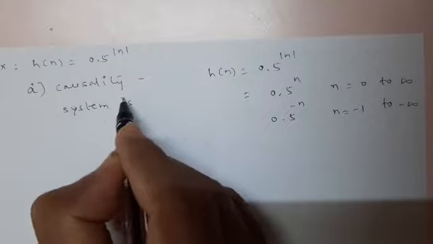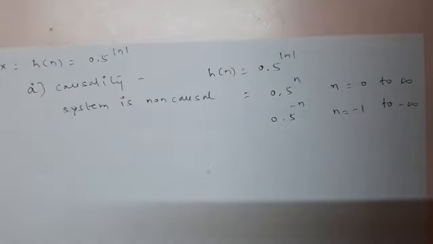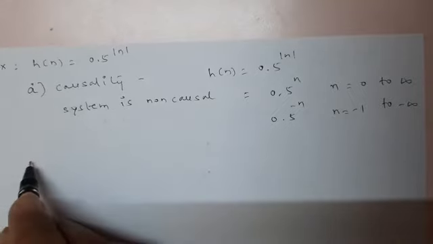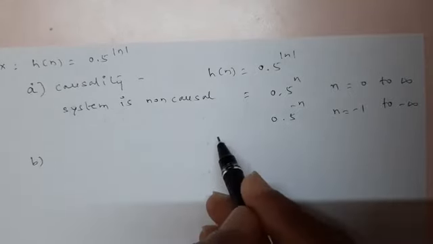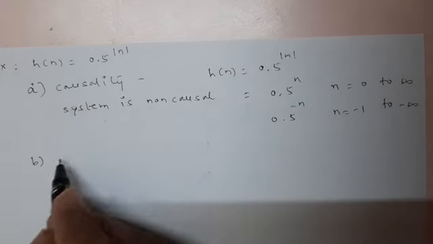Because what is the condition? The condition is h of n should be equal to 0 for n less than 0, but it is not 0. Stability.